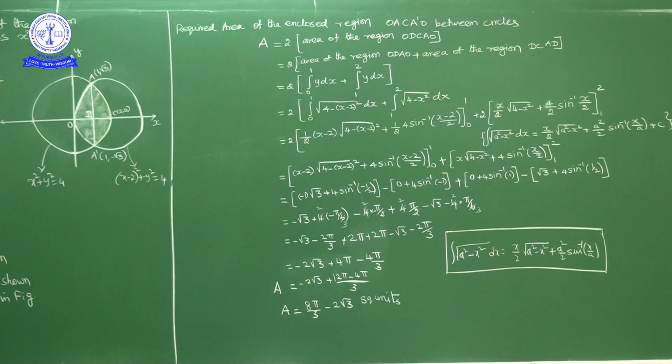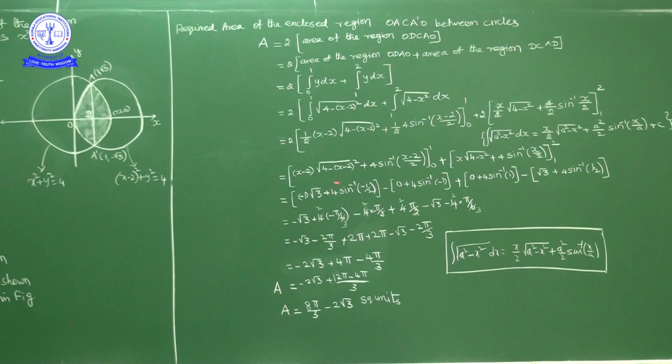Now by substituting the upper limit, in place of x we substitute 1, so 1 minus 2 is minus 1, into square root of 4 minus (1 minus 2) whole square. 1 minus 2 is how much? Minus 1, whole square is 1. So 4 minus 1 is 3, under root 3. So minus 1 into under root 3 plus 4 into sin inverse of, in place of x substituting 1, (1 minus 2) by 2, sin inverse of minus 1 by 2.